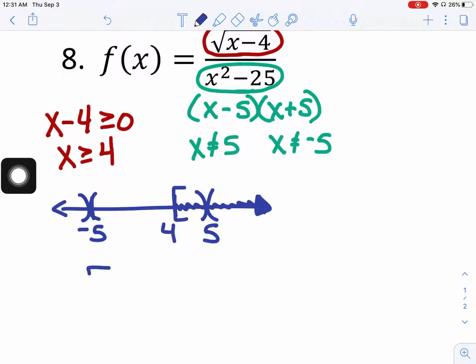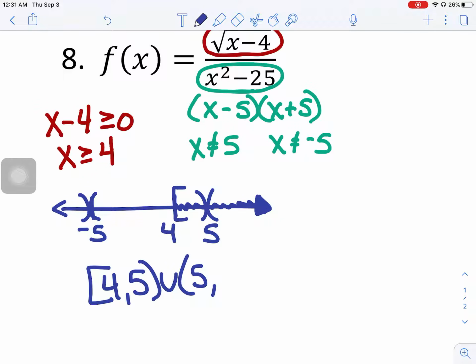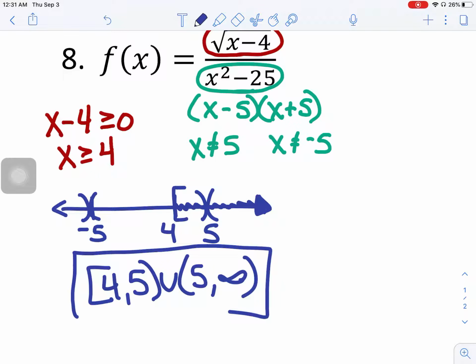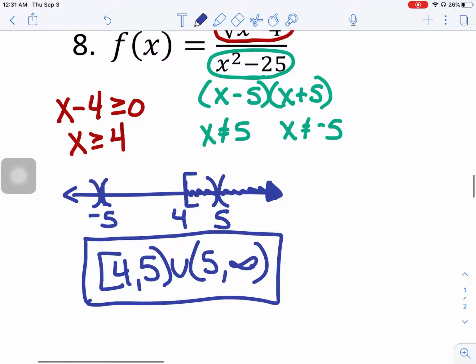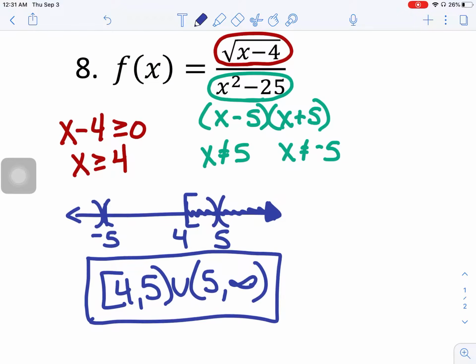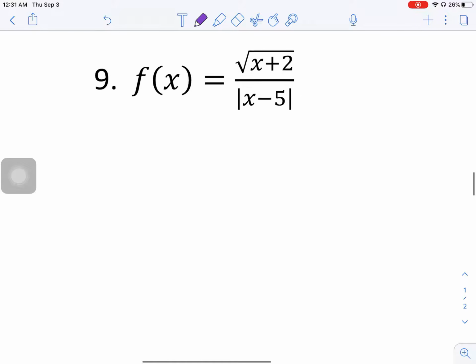We're going to go from 4 to 5, throw 5 out of the domain, and then from 5 to infinity. So 4 to 5, union 5 to infinity. Make sure all the parentheses and brackets are making sense in terms of which goes where. Okay, so that's problem number 8, or example 8. Let's see, I'll go with purple, and we'll do example number 9.